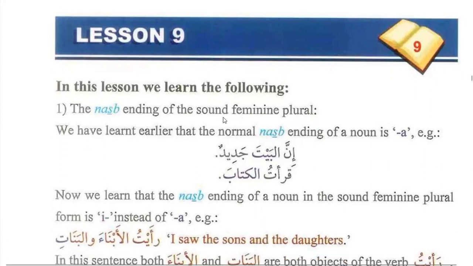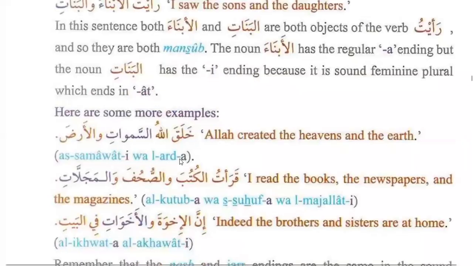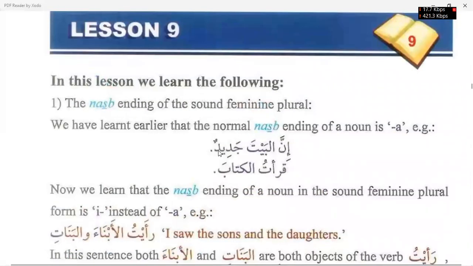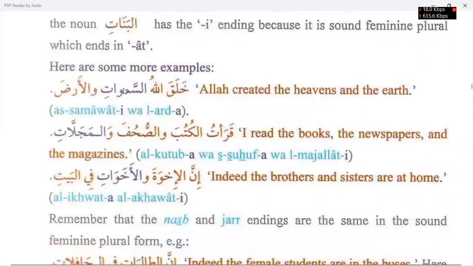But when a Jamma Monas Salim is mansub, we use kasra instead of fatha. So listen again. Whenever any noun is mansub, we use fatha with it. But when a sound feminine plural becomes mansub, we use kasra instead of fatha. Just like here, Samawat is mansub, but it is Jamma Monas Salim, sound feminine plural. That's why we are using kasra instead of fatha.